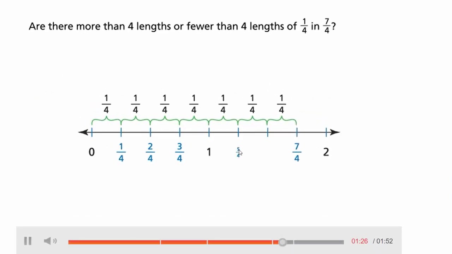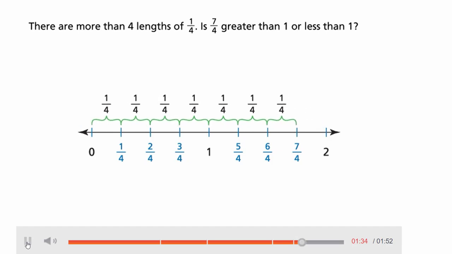Are there more than 4 lengths or fewer than 4 lengths of 1/4 in 7/4? Al-Hassan Al-Humaydan. More than or less than 4/4? More than. So 7/4 is more than 4 lengths of 1/4. So it's more than 4/4. So it's more than 1. 7/4 is more than 1. Thank you, my hero.